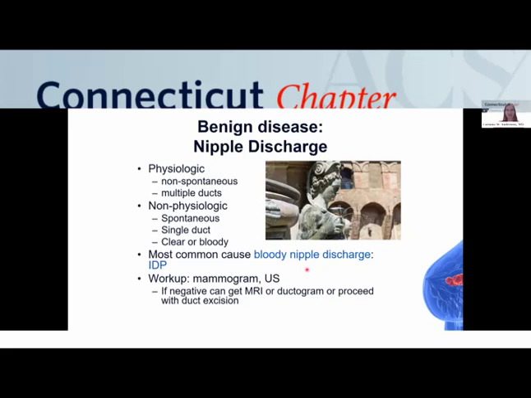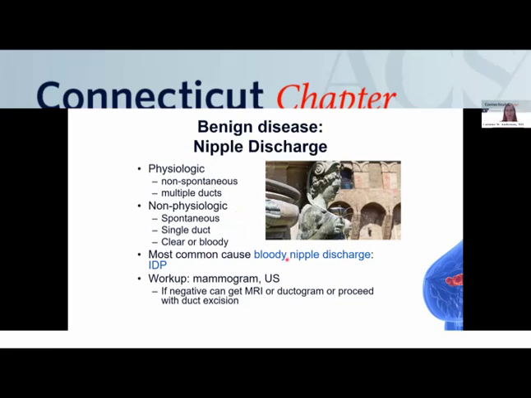Nipple discharge, we always want to divide into physiologic or non-physiologic. Physiologic nipple discharge is non-spontaneous, meaning it's elicited, and from multiple ducts. Non-physiologic discharge is discharge that is spontaneous from a single duct, and in general, it could be clear or bloody, whereas physiologic, you'd expect it to be milky.